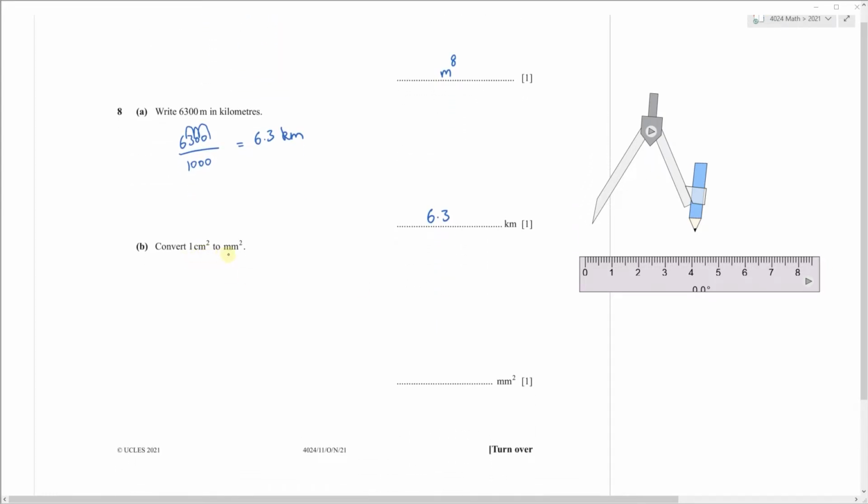Convert 1 centimeter square to millimeter square. So you know that 1 centimeter is 10 millimeter. So to convert centimeter into millimeter, you multiply by 10. But since this is centimeter square, so you will have square here as well. You're converting centimeter square to millimeter square. So you take the square of the conversion as well. So this will be 100 millimeter square.